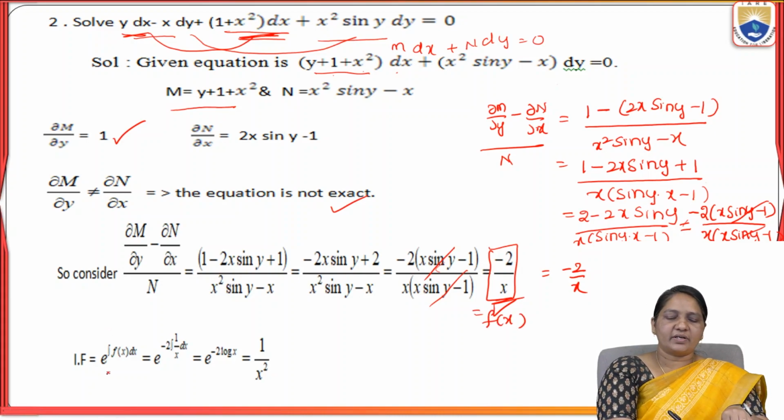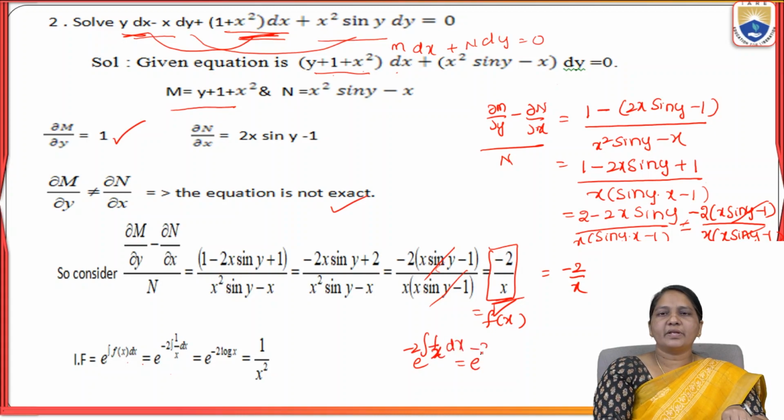So the integrating factor is e power integral f of x dx. So e power integral minus 2, which is the constant, integral 1 by x dx. You can observe here, e power minus 2 is the constant, 1 by x dx.